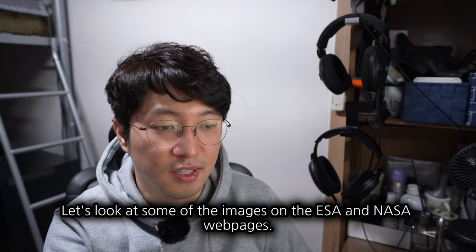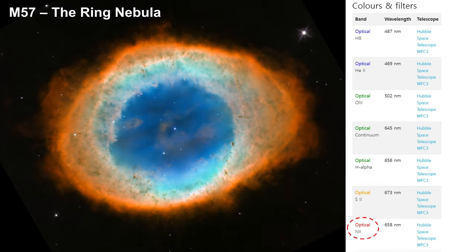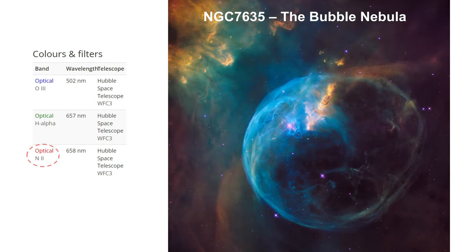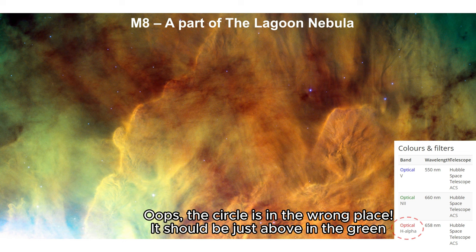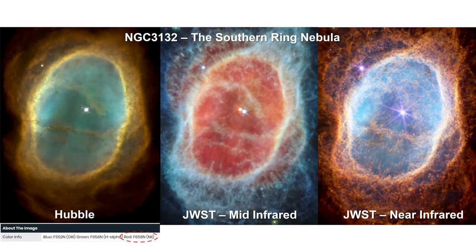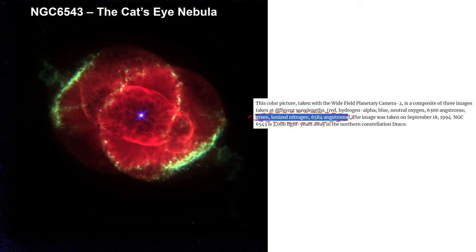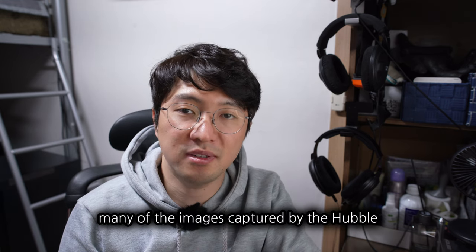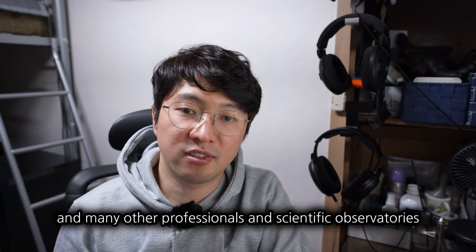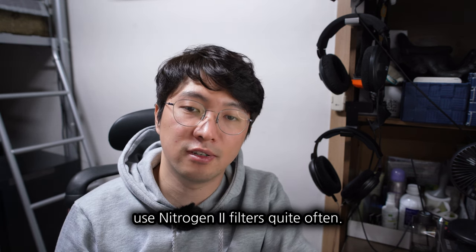Let's look at some of the images on the ESA and NASA web pages. As you can see, many of the images captured by the Hubble and many other professional and scientific observatories use nitrogen 2 filters quite often.